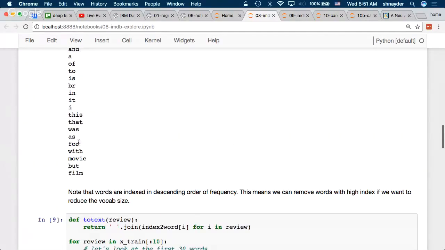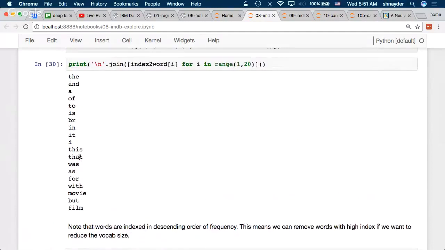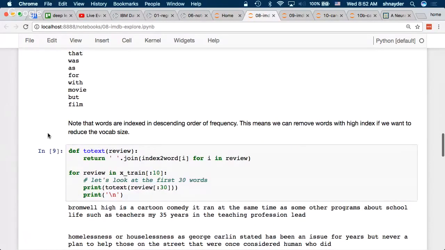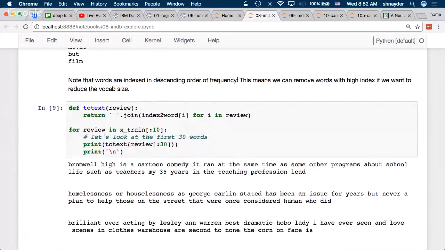"Film" is actually kind of funny, right? The word "movie" would not appear very frequently in English in general, but in movie reviews it does. And so one note, this means if we want to say, you know what, we're not going to look at really low frequency words because they're hard to make sense of, you can just cut off all indices that are above some index.